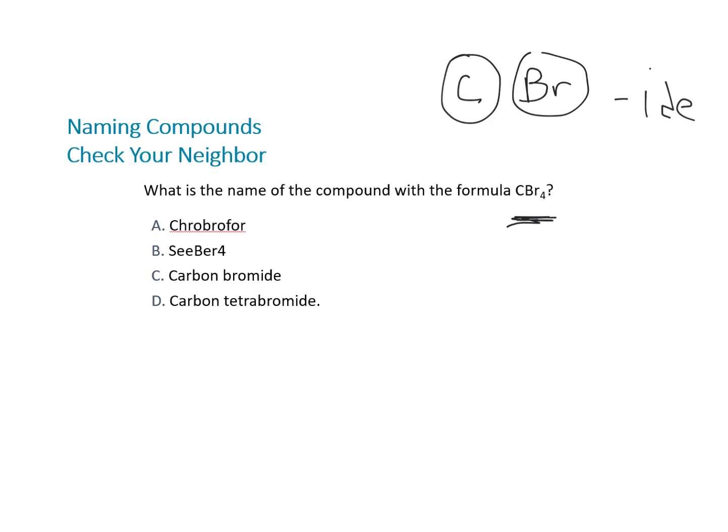And then the last thing we want to do is take care of that 4. We need a prefix to take care of that 4. And if we look at our chart, we know the prefix for 4 is tetra. So which one of these seems to work? Well, hopefully it's pretty obviously carbon tetrabromide. That's how you would name that compound.